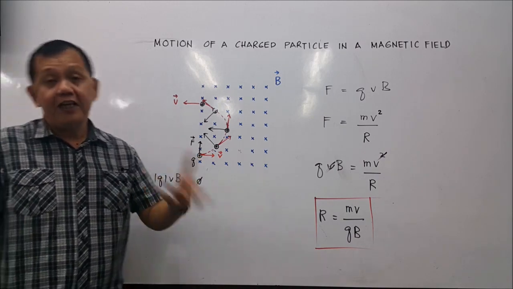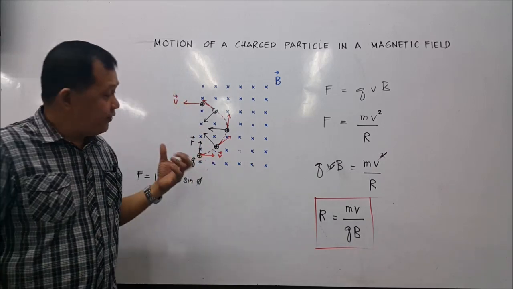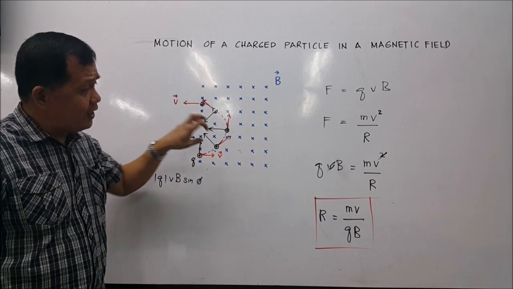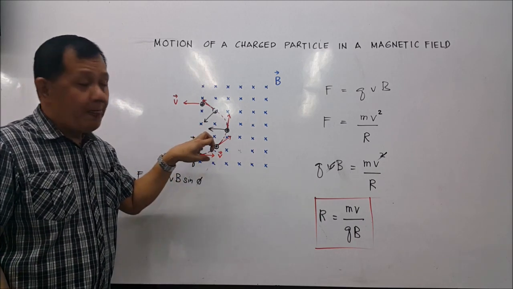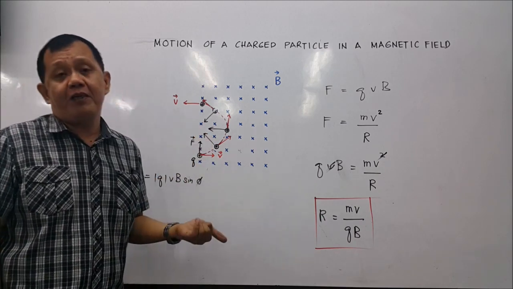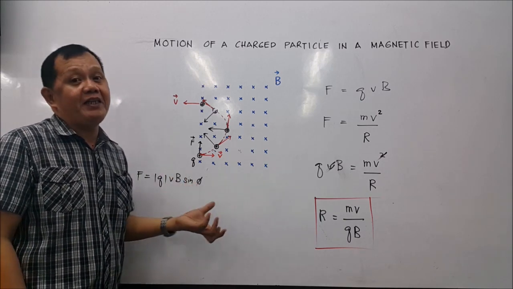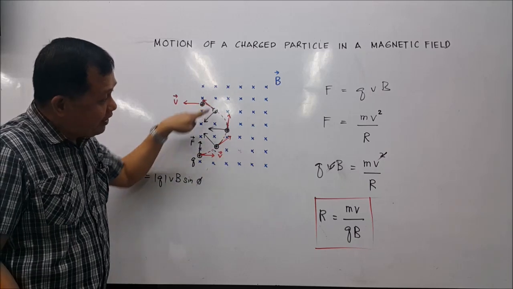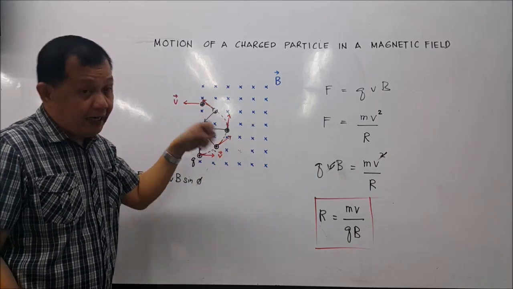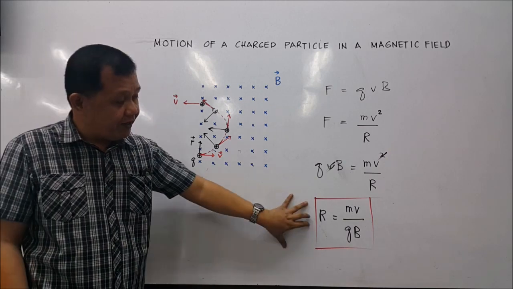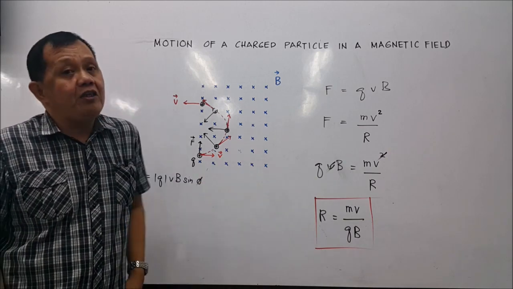Okay? And another question is, what if the charged particle is already inside the magnetic field? Then if the charged particle is inside the magnetic field, it will not be able to get out of the magnetic field. It will just move in a circular path inside the magnetic field, and the radius of the path is given by this equation.